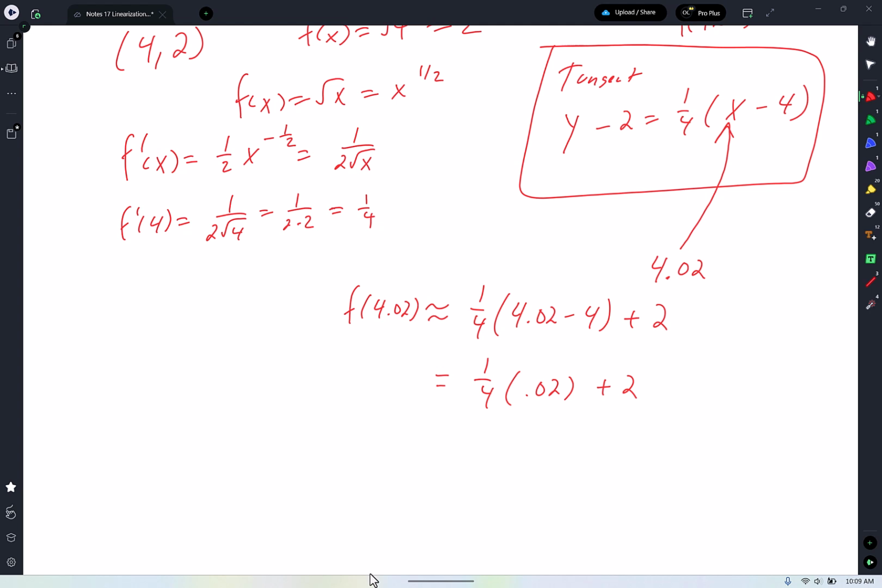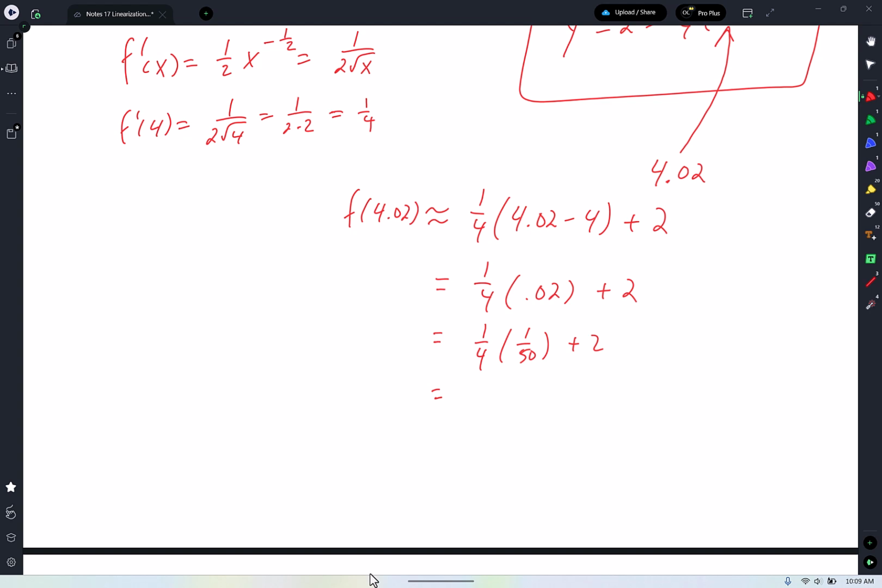Dang, what's 0.02 in fraction? Is it 1/50th? 0.02? Yeah, it's 1/50th. You guys told me no. I was already freaking out.